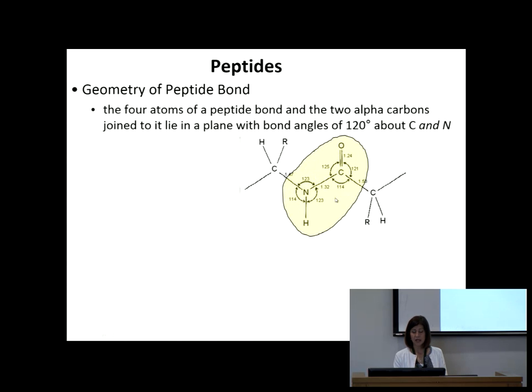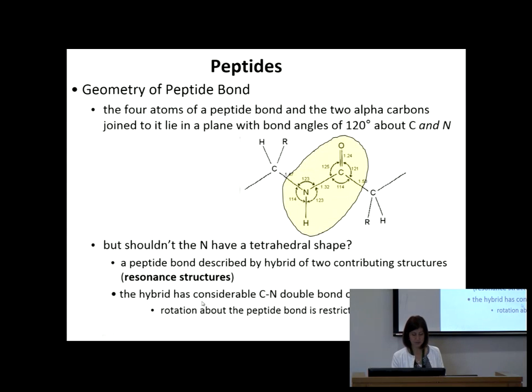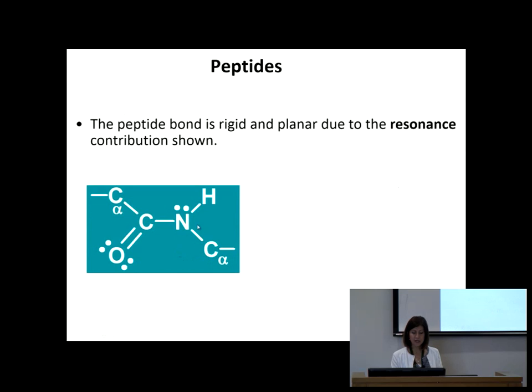It's moving around because you have resonance structures. Let's take a look at that. Here, I'm talking about this nitrogen. This is what we're thinking. This nitrogen should have one bond with the carbon of the carbonyl. This is our peptide bond right here.